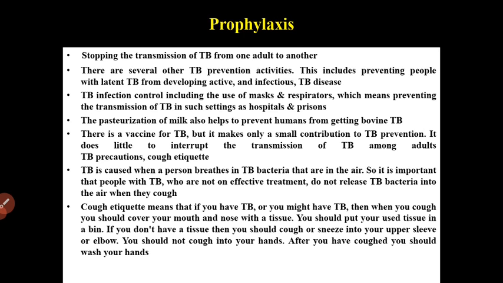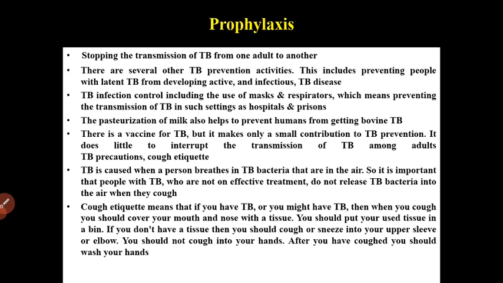Next, prophylaxis. Stopping the transmission of TB from one adult to another. This is the first prevention. Next, there are several other prevention activities. This includes preventing people with latent TB from developing active and infectious TB disease. Then next is control, including the use of masks and respirators, which means preventing the transmission of TB in settings such as hospitals and prisons.